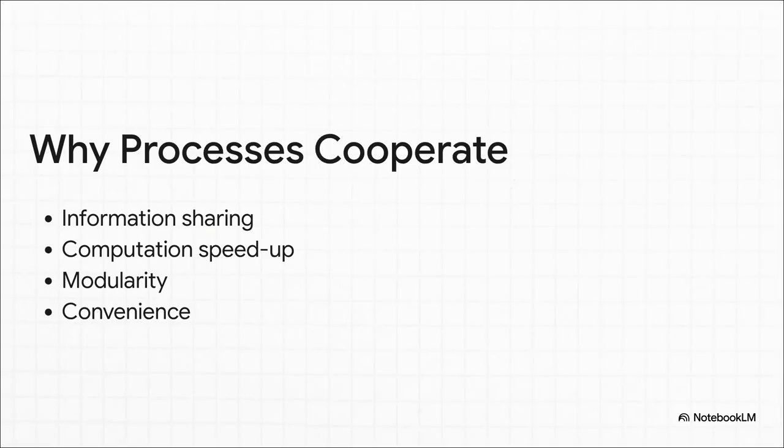But processes don't always work alone. In fact, a lot of them are designed to cooperate with each other. Why? Well, for all sorts of reasons. They might need to share information. Think of a spell checker working with your document. They can speed up a huge calculation by breaking it into smaller pieces. And honestly, it just makes building complex applications much more modular and convenient.